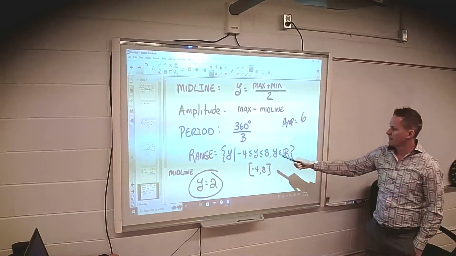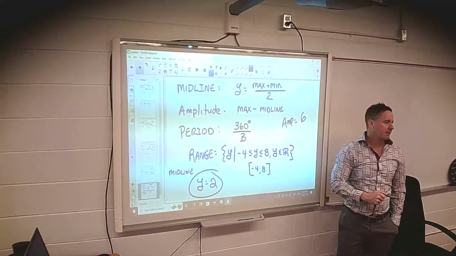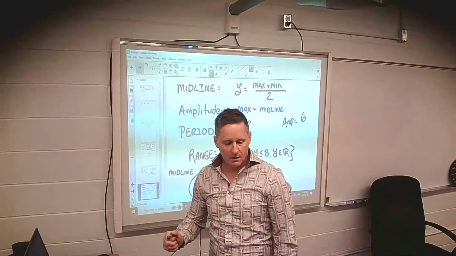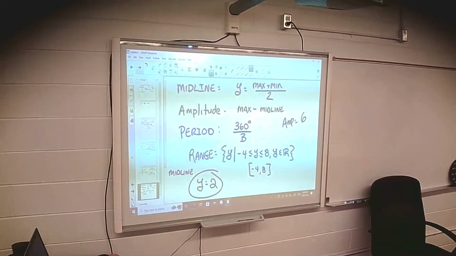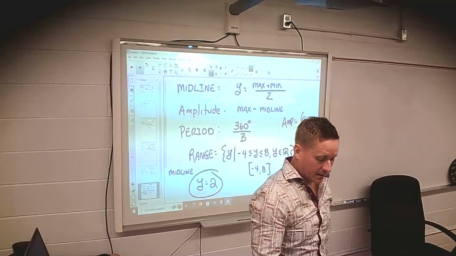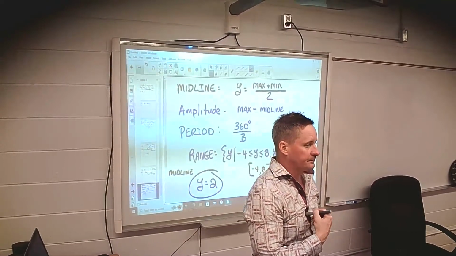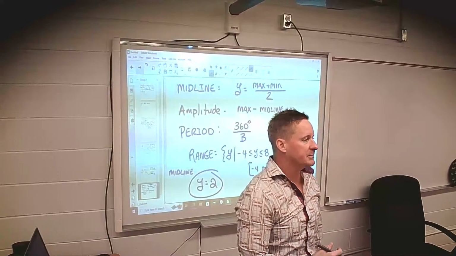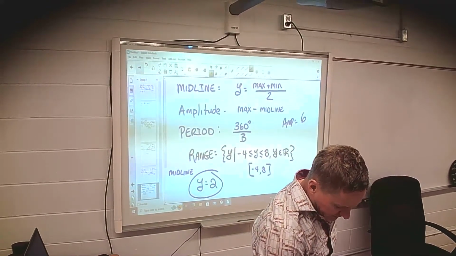So 2 is my midline, 8 is my maximum. The distance is 6. That's it. One last thing. We need to find the period of the graph. When or how long does it take to repeat? I personally think the easiest thing to do is look at 2 of the maximum values and tell me the distance between them. So the first maximum value occurs at what value?